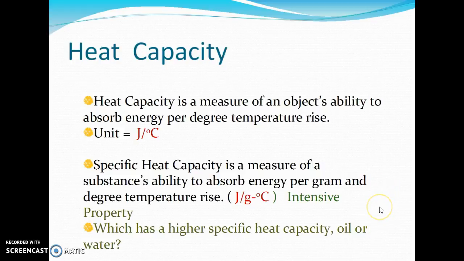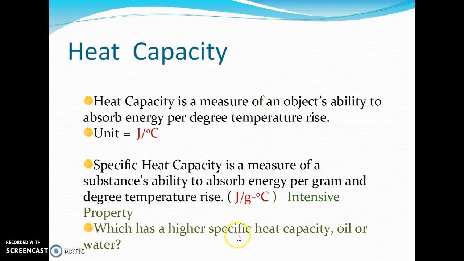Heat capacity is a measure of an object's ability to absorb energy in a 1 degree temperature rise. The unit is joules per degree Celsius. Specific heat capacity is a measure of a substance's ability to absorb energy per gram in a gram degree temperature rise. So it's how much heat is needed to raise, or how much heat is given off when absorbed when 1 gram changes by 1 degree. This is an intensive property.